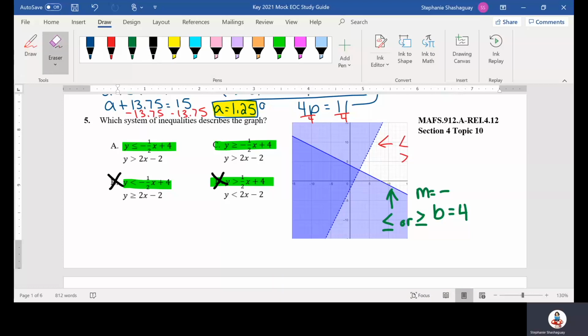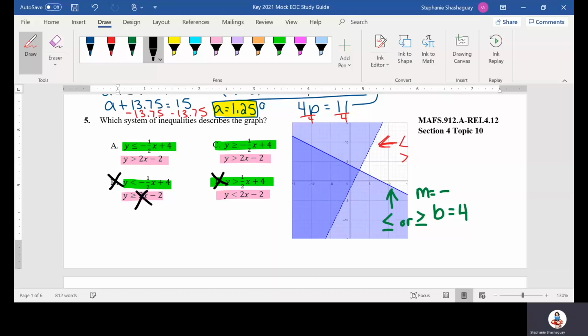Now let's look at our dotted line here. If our symbol either has to be greater than or less than without the equal sign, let's see if there's any we can eliminate. We're looking at this second equation now. Any one of those second equations that has a greater than or equal to sign, we can now eliminate. So that gets rid of that one. A and C are still possible, so let's look at it a little bit further.